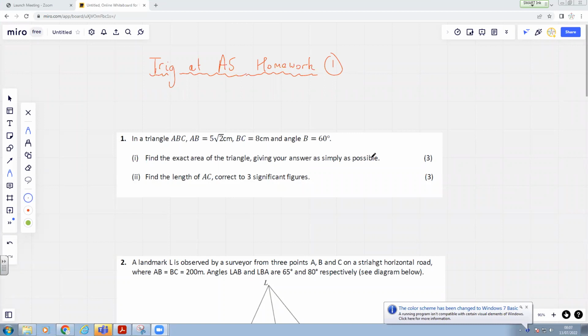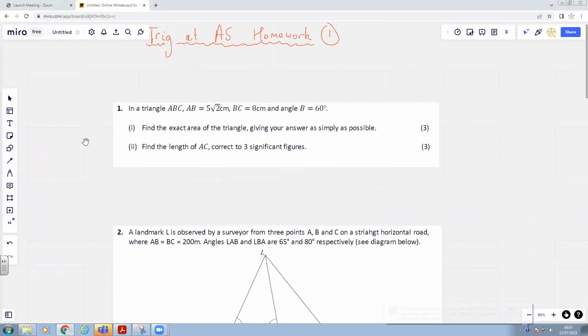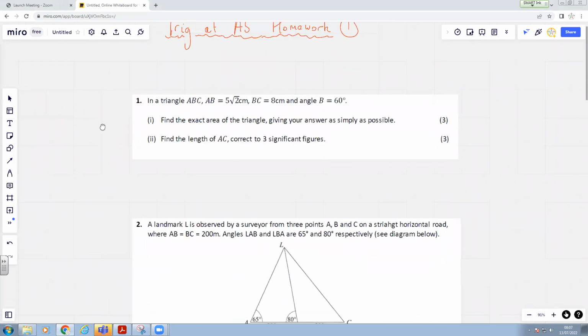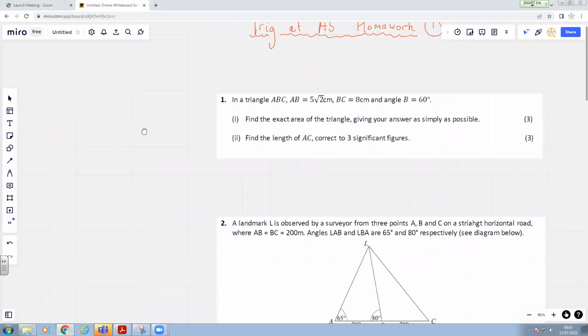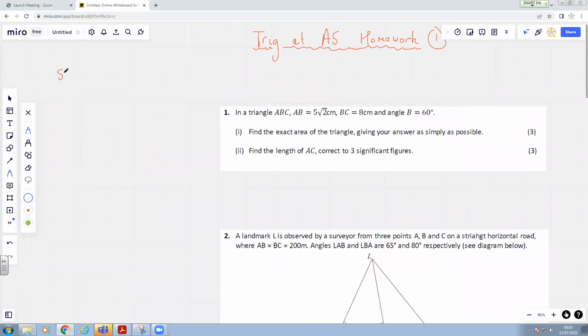Morning for me anyway. And I'm just going to take you through trigonometry at AS homework 1, this first one, which is mainly about sine and cosine rules, exact values in trig. Let me just, before we start, remind you of the exact values.